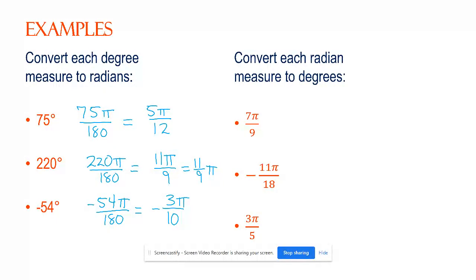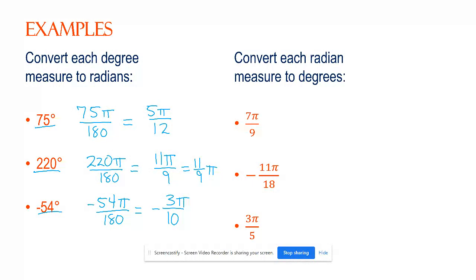One thing to notice here is if you have a degree measure that is less than 180 or has an absolute value less than 180, you will end up with a proper fraction times pi. Like 5/12 and 3/10 are proper fractions. If you have a measure with an absolute value greater than 180, then the fraction with pi will be an improper fraction. That can be a quick way to check your work. On this side, we have all proper fractions, so we would expect angle measurements with an absolute value of less than 180. So let's go ahead and try these.